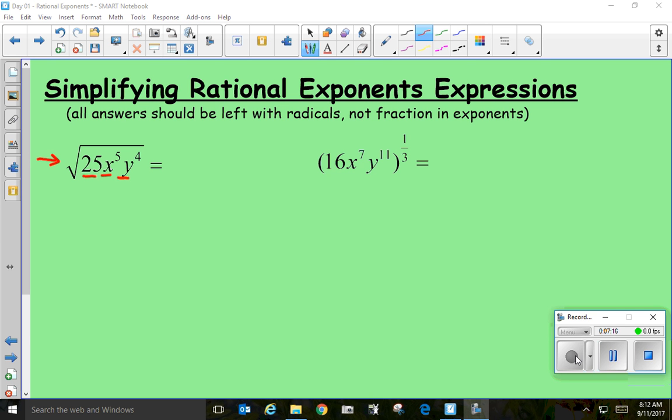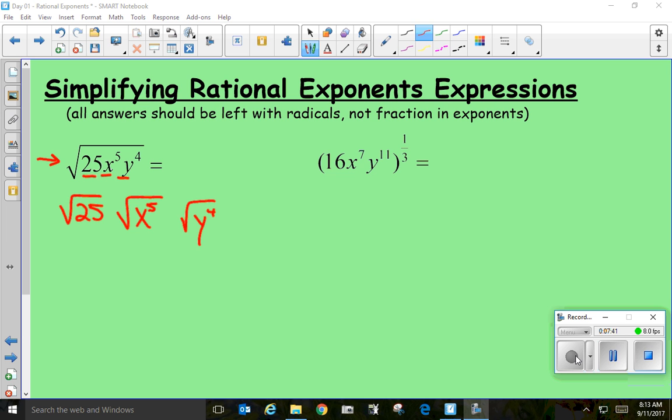Some people can look at that, and because they know the rules, don't have to show work and can just give me the answer. I know it's the first day. When we get a little bit more comfortable with this, we can do that. But for right now, I'm going to have the square root of 25, the square root of x to the 5th, and the square root of y to the 4th.